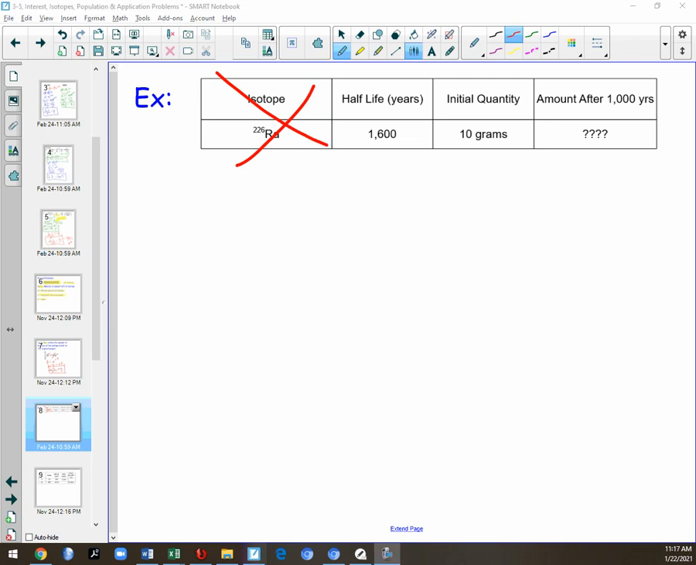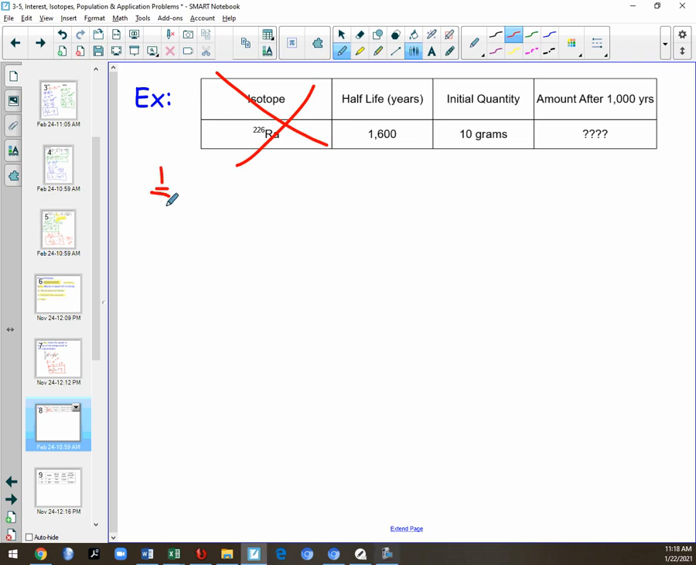Okay, so looking at this problem, we know that the first column is not necessary. The second column is the half-life. The third column is the initial quantity. And the fourth column is going to be the amount after 1,000 years. In order for us to do the last column, I have to know the rate at which this thing is decaying or exiting. Which means I have to deal with column 2 first.